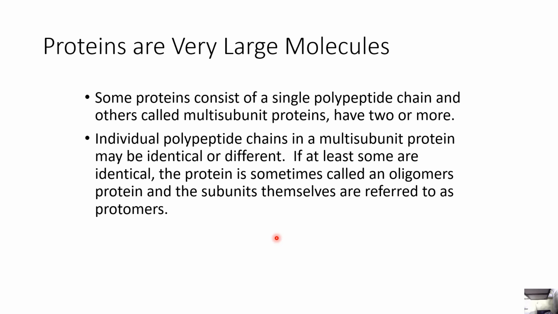Some proteins consist of a single polypeptide chain, and others, called multi-subunit proteins, have two or more. The individual polypeptide chains in a multi-subunit protein may be identical or different. If at least some are identical, the protein is sometimes called an oligomeric protein, and the units themselves are referred to as protomers.